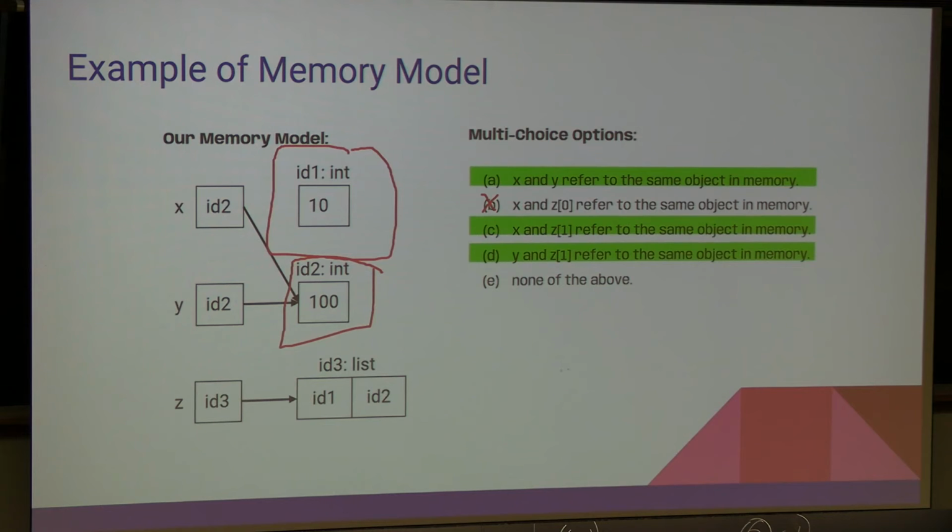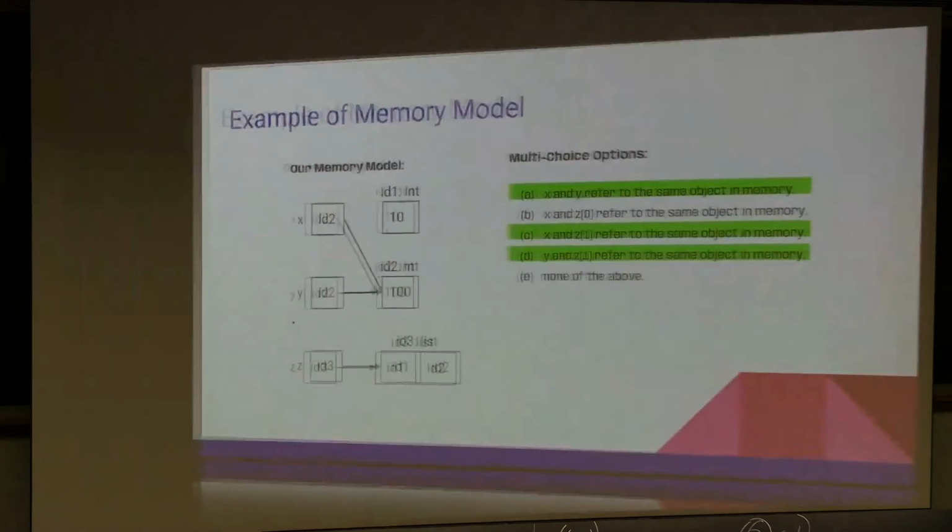Y and Z at 1. This is Z at 0 and this is Z at 1. So Y is what? Y is ID2 and Z at index 1 is also ID2. Make sense? You get it? Yeah, I got it. Does everybody get it? Sounds good. I'll take that as a yes.